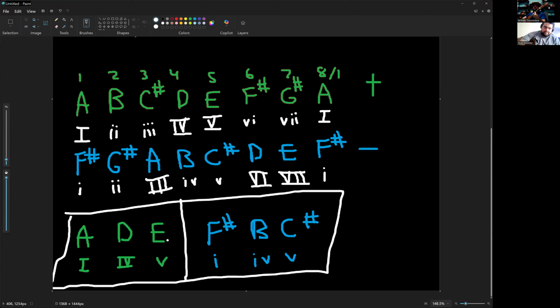Okay. And so you have that key signature, and you can kind of just jump around in it if you want. Like you could play C sharp, and then A major, and then D, and then F sharp minor. And all those chords will work together because they're all in the same key signature.